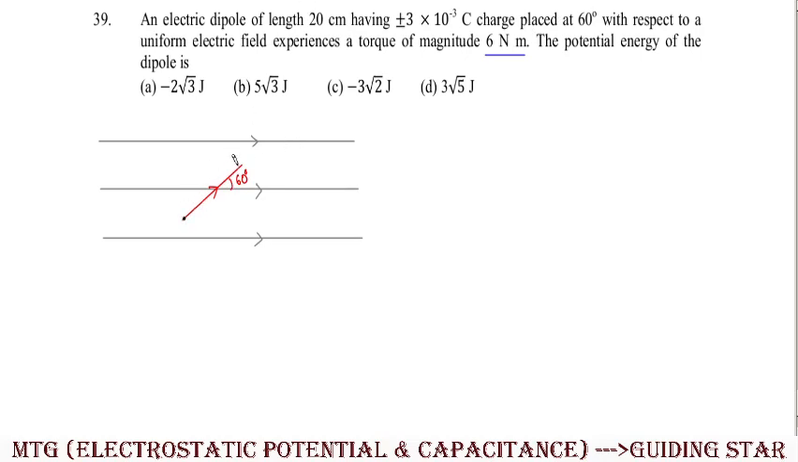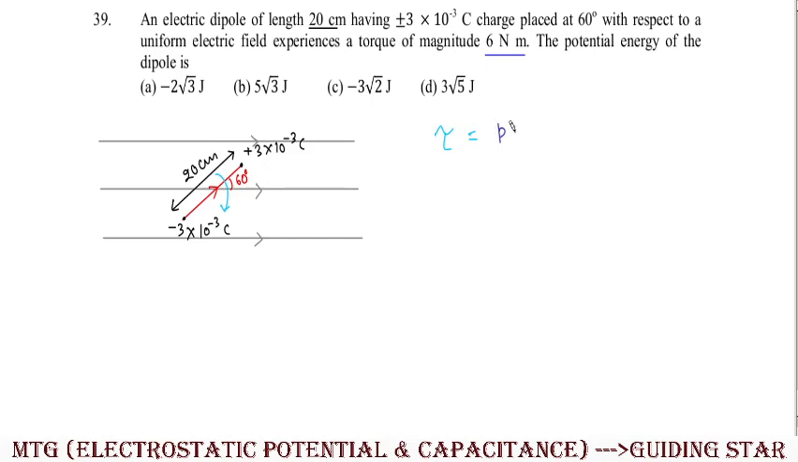So here if it is the case, then assume that this is a negative charge, that means minus 3 into 10 to the power minus 3 coulomb, and here it is positive 3 into 10 to the power minus 3 coulomb of positive charge, and the distance of separation between them is 20 centimeters. Due to that field, it will experience a torque. The direction of torque will be clockwise.